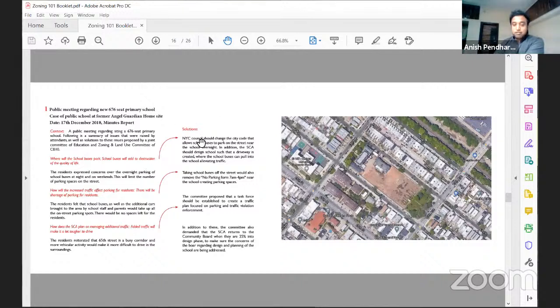And then what were the solutions the board members suggested to SCA? For example, taking school buses off the street, no parking from 7 a.m. to 4 a.m. near the school, and solutions like that.